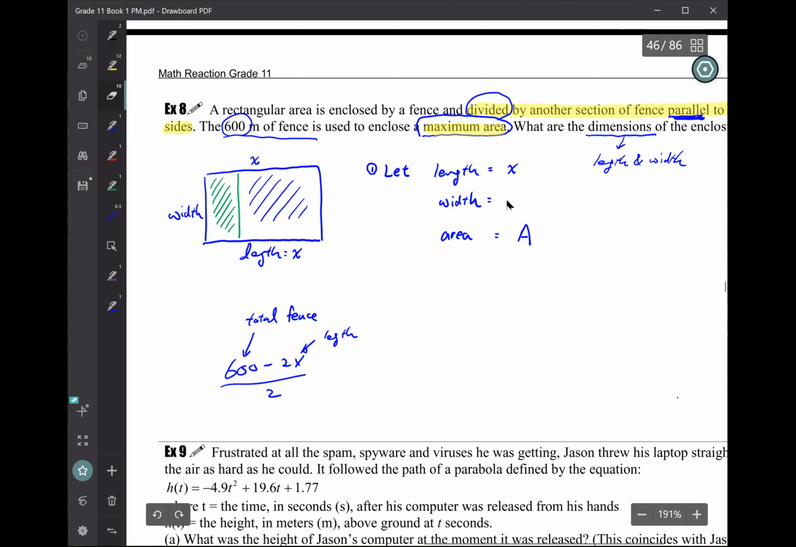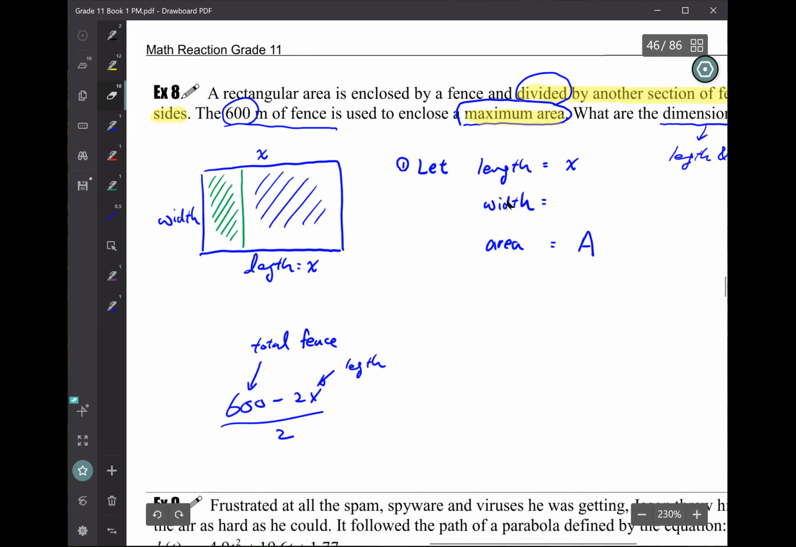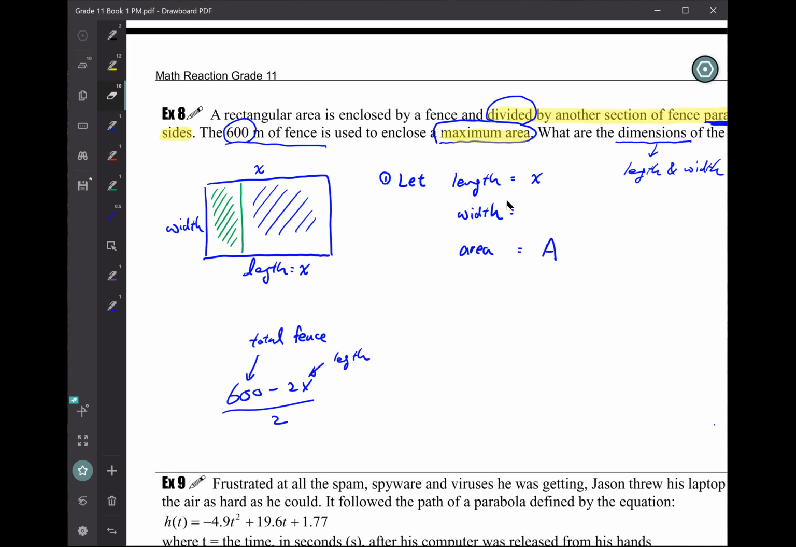Okay, we need to include the 600 somewhere. The 600 includes, look at the picture, okay? Includes all the blue lines, right? The 4 sides of the area and also the green line, right? All those are the fence. So do you think this one is the width? Is this the width? Or is there any mistake here?